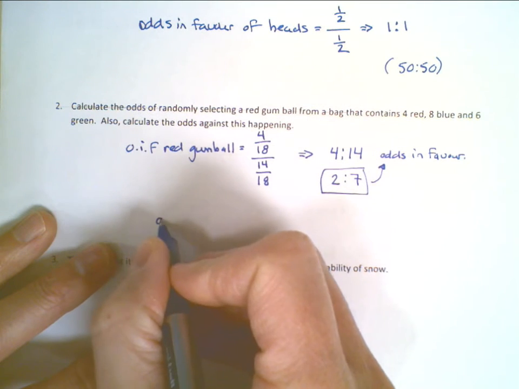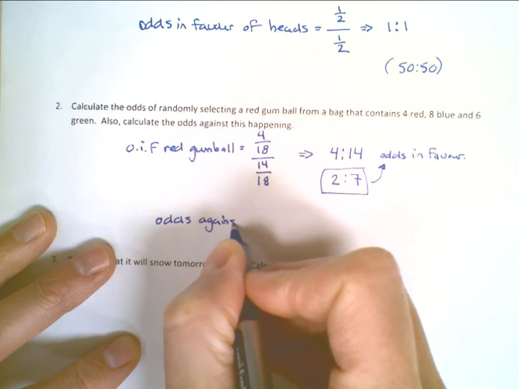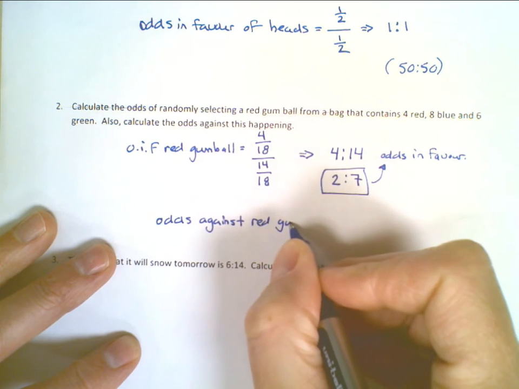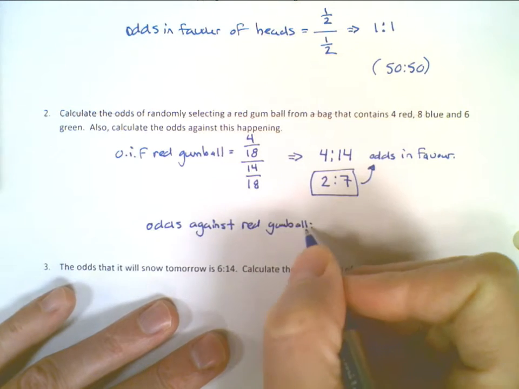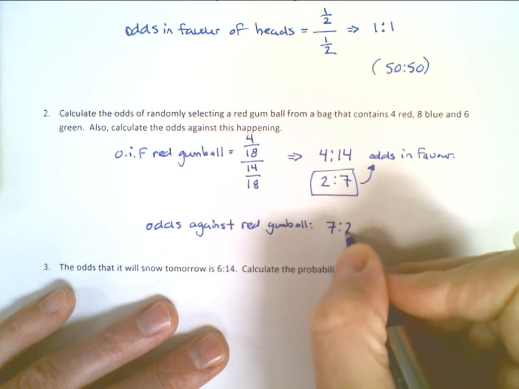So the odds against a red gumball can be done 2 ways. If you already know the odds in favor of it happening, you could simply just write the odds against it happening.